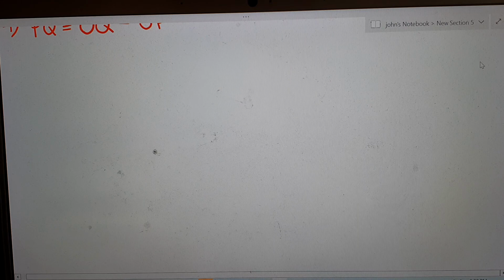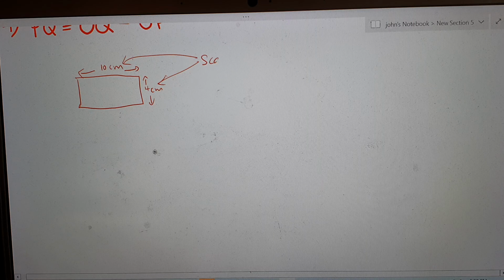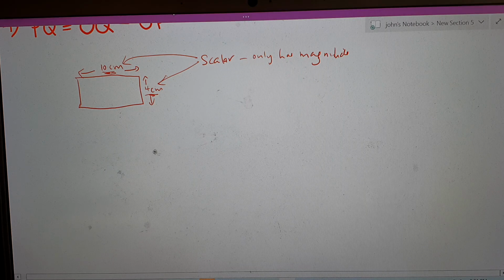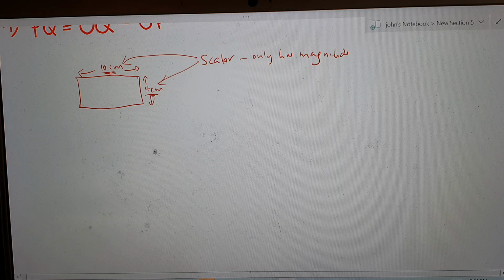Now let's say you have a rectangle here. Okay, this is a rectangle. And then let's say this is 10 cm length and the breadth is, let's say, 4 cm. Now these quantities here is what we call a scalar quantity because it only has magnitude. Magnitude means the 10 cm and the 4 cm here, it only has this value and no direction. Alright, like the direction is not important. Okay, what do I mean?